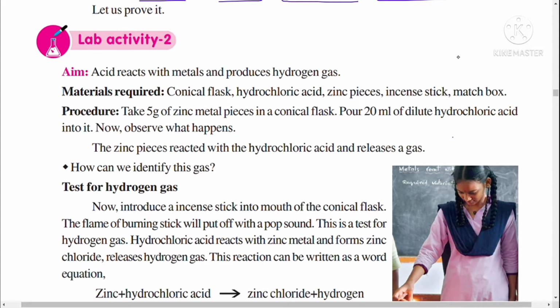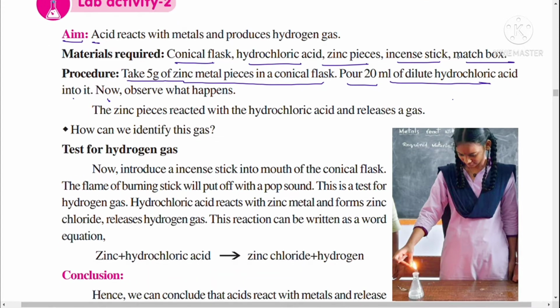So what's the aim of this experiment? The aim of this experiment is to show that acid reacts with the metals to produce hydrogen gas. Materials required for this experiment are a conical flask, hydrochloric acid and zinc pieces, incense stick and matchbox. Procedure: take 5 grams of zinc metal pieces in a conical flask and pour 20 ml of hydrochloric acid into it. Now observe what happens.